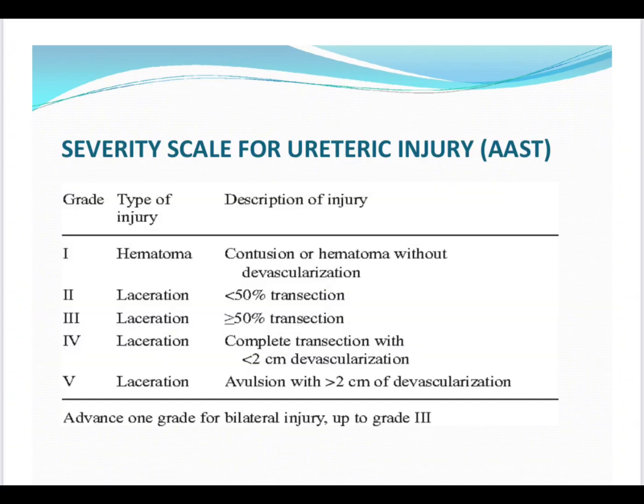Now the severity scale for ureteric injury is also important, in which grade 1 is the hematoma or contusion without devascularization, grade 2 is laceration that is less than 15% transection, grade 3 is laceration more than 15% transection, and grade 4 is the laceration in which there is a complete transection or complete tear with less than 2 centimeter devascularization, and grade 5 is the avulsion, or we can say the complete transection with more than 2 centimeter of devascularization. So the severity index of ureteric injury is important.